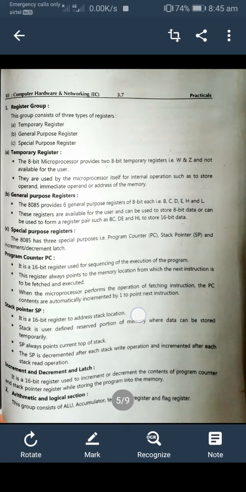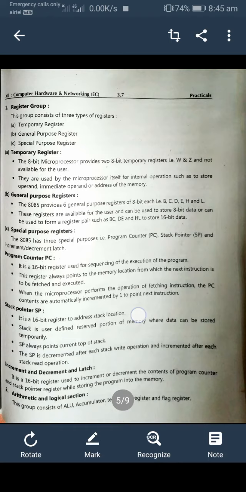General purpose register. The 8085 provides 6 general purpose registers of 8 bits each, that is B, C, D, E, H and L. These registers are available for the user and can be used to store 8-bit data or can be used to form a register pair such as BC, DE and HL to store 16-bit data.